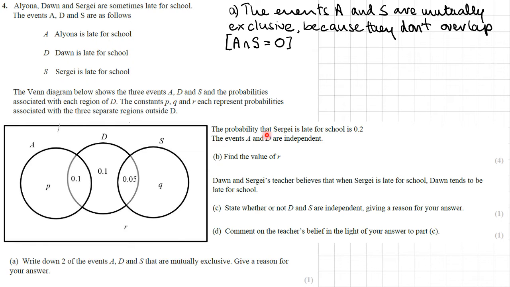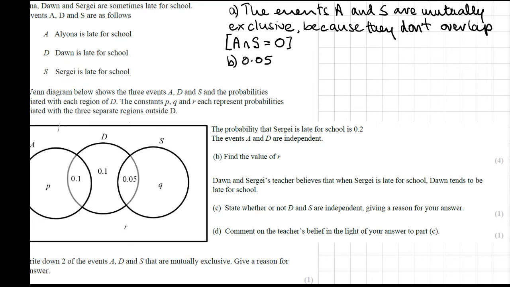That shows that they're mutually exclusive. Part B. The probability that Sergey is late for school is 0.2. The events A and D are independent. Find the value of R. So we're going to have to do some calculations here. So if the probability Sergey is late for school is 0.2, that means that 0.05 plus Q is equal to 0.2. Taking away 0.05 from both sides, we solve for Q, and Q is going to be equal to 0.15. So we've got that.